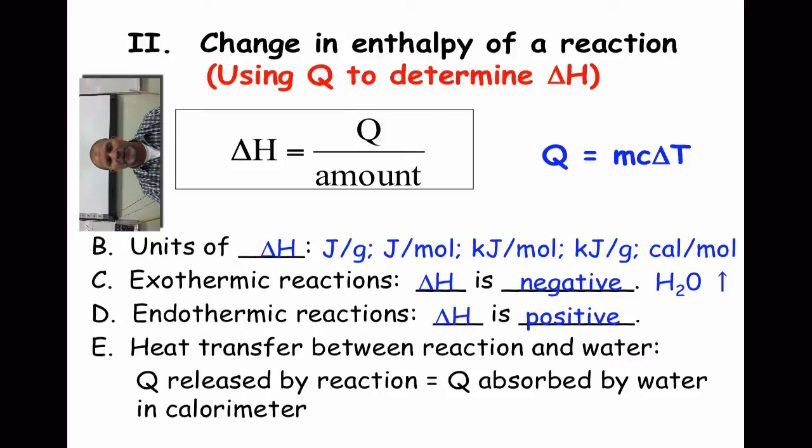Now, the thing to remember is watch your water, because the Q will always come from the water, the MC delta T: the mass of your water, specific heat of water, and change in temperature of your water. So if your water increases, it received heat from somewhere, it received it from an exothermic reaction. If your water gets colder, it lost heat somewhere, it was absorbed from it by an endothermic reaction. So just remember that.